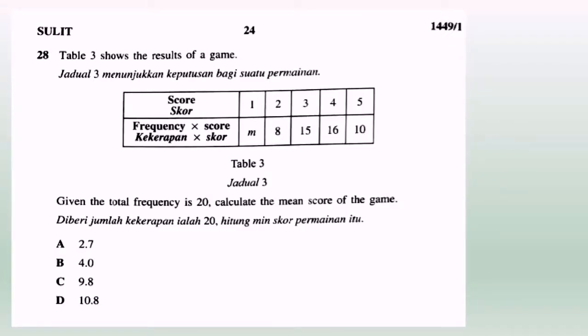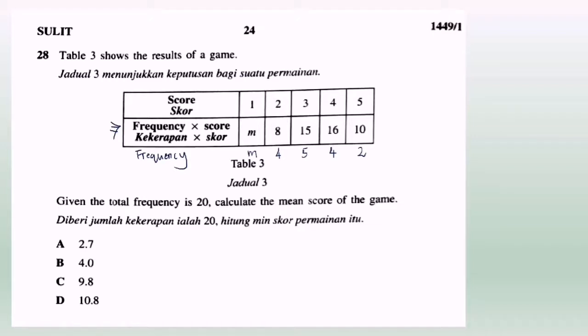Table 3 shows the result of a game. Given the total frequency is 20, calculate the mean score of the game. To answer this question, you must be very careful because for this one, this row is frequency times score. So we need to find the frequency. So how to find the frequency? Here, m divided by 1 is m. 8 divided by 2 is 4. Here, 5. 16 divided by 4 is 4. 10 divided by 5 is 2.